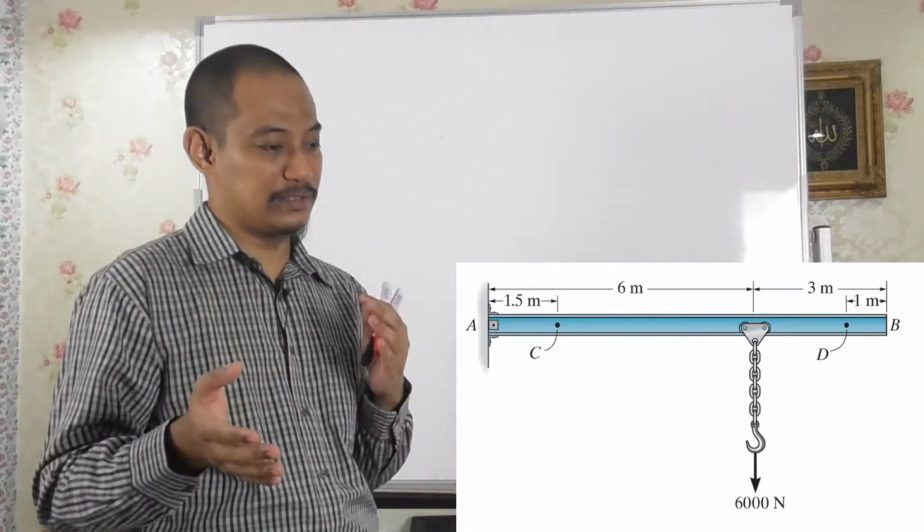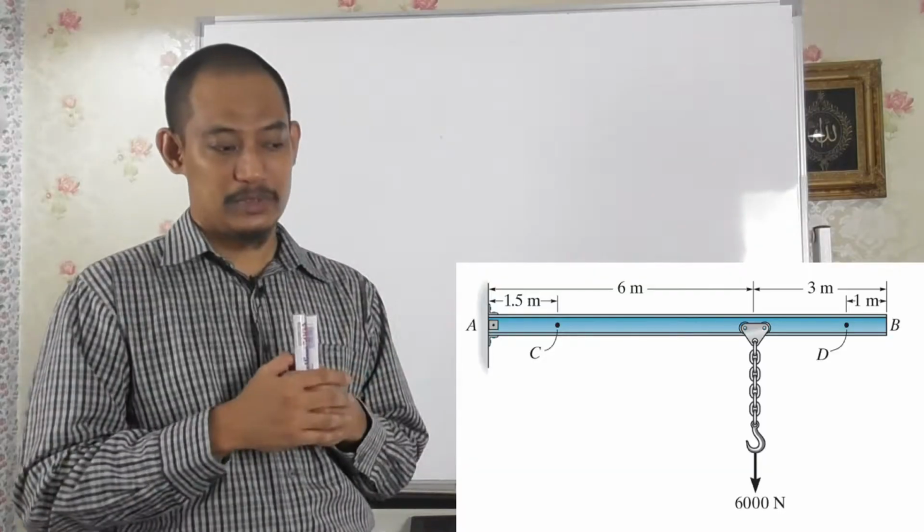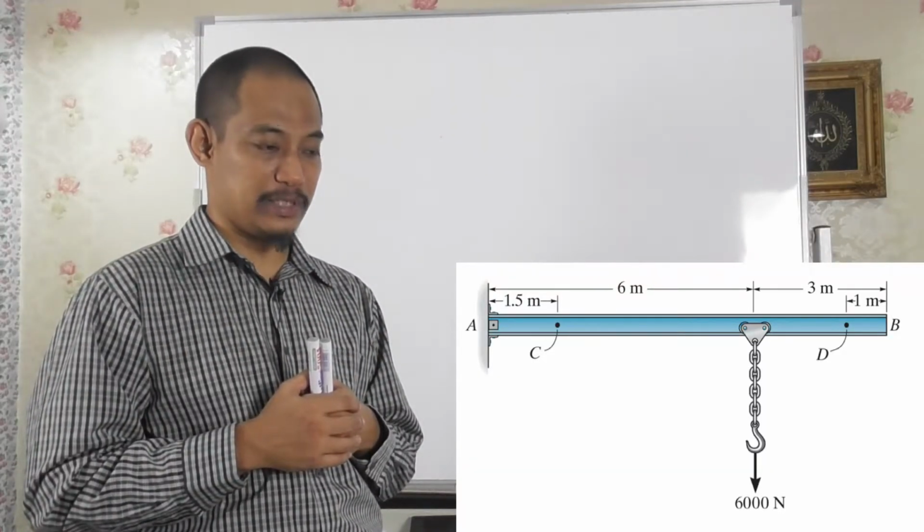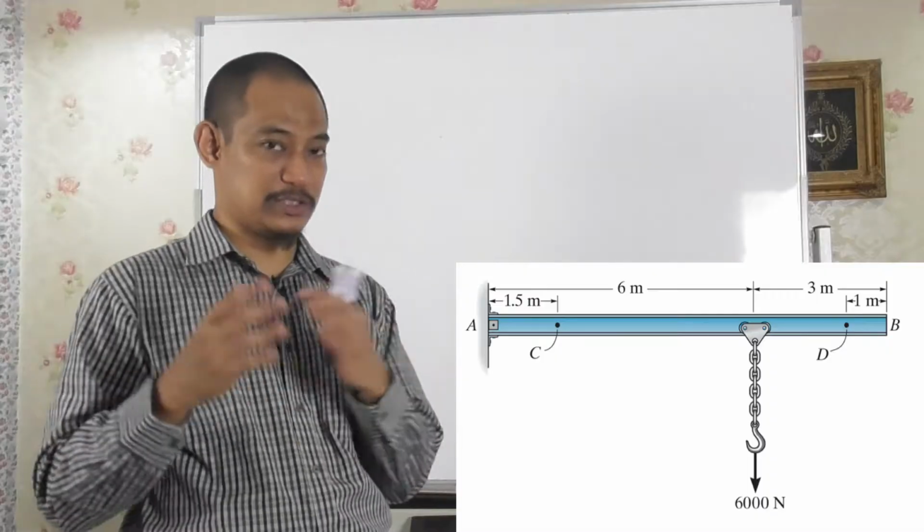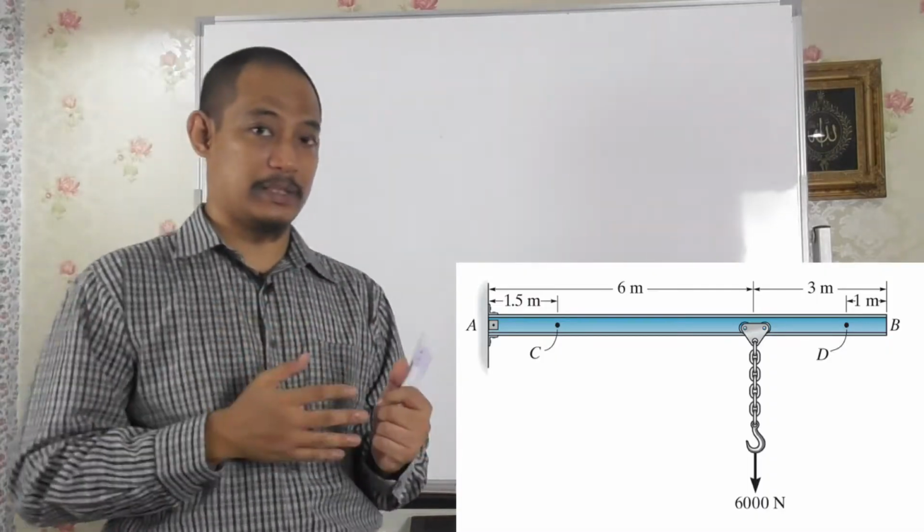If you take a look at the structure there, basically this question has two parts. One part is what is the internal load at point C. The other part is what is the internal load at point D. Right, so there are two portions there, so we have to solve one by one.